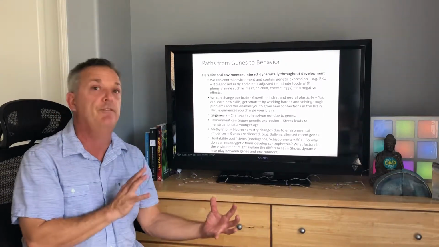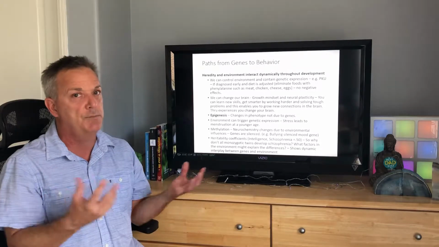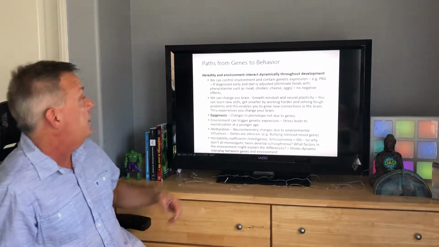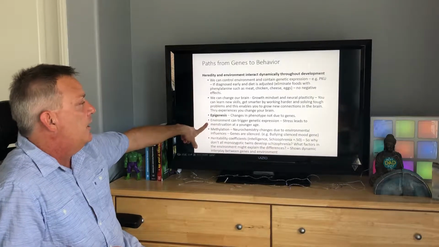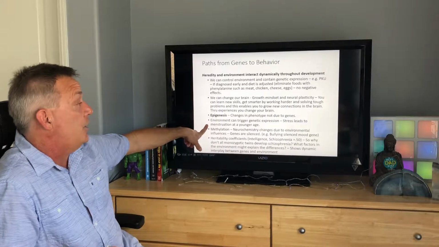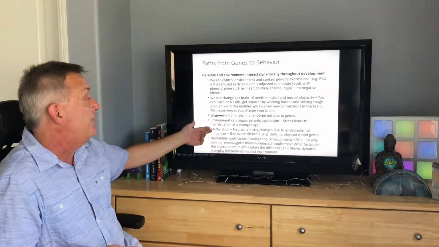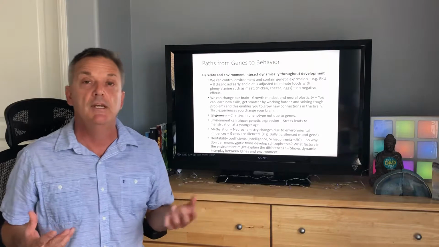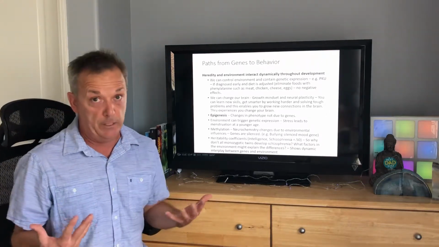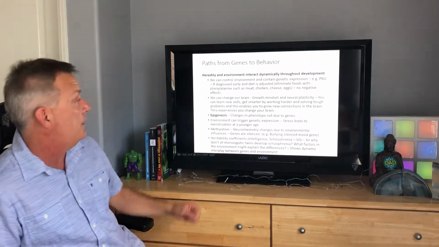But if you're in that negative environment, even if you have some super awesome genes, it may bring you down. The idea is the environment can trigger genetic expression. Think about how stress leads to menstruation at an earlier age, and the idea of methylation also, that neurochemistry changes due to environmental influences, that genes can be silenced or flared up depending on your experiences.